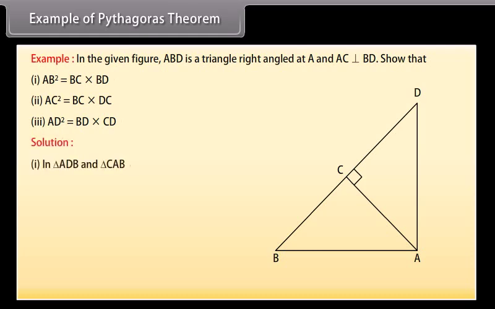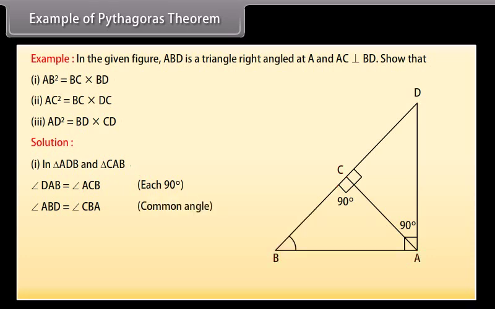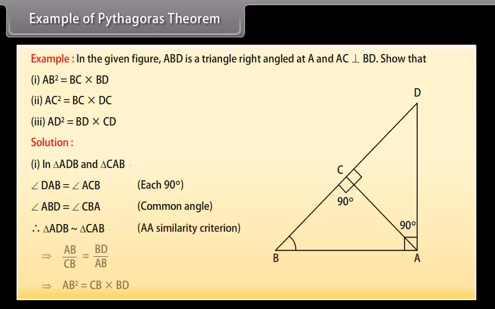Solution. 1. In triangles ADB and CAB, angle DAB equals angle ACB, each 90 degrees. Angle ABD equals angle CBA, common angle. Therefore, triangle ADB is similar to triangle CAB by the AA similarity criterion, which implies AB square equals CB into BD.